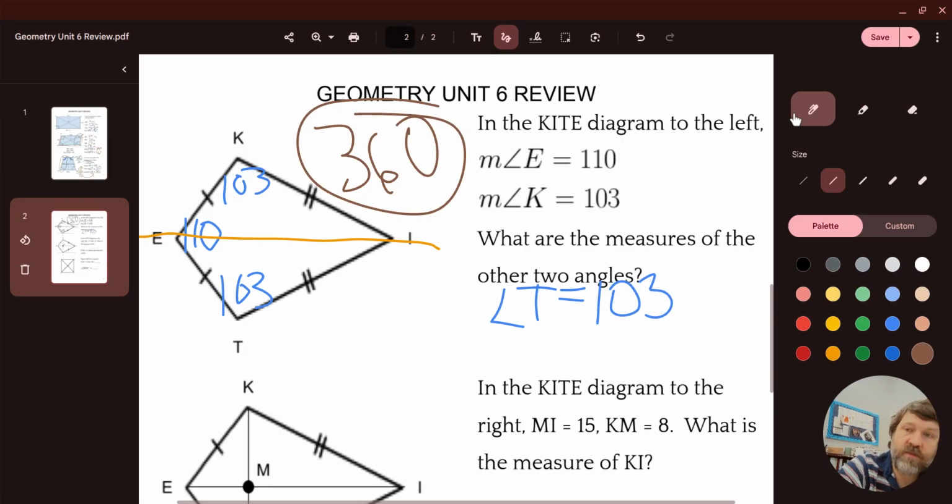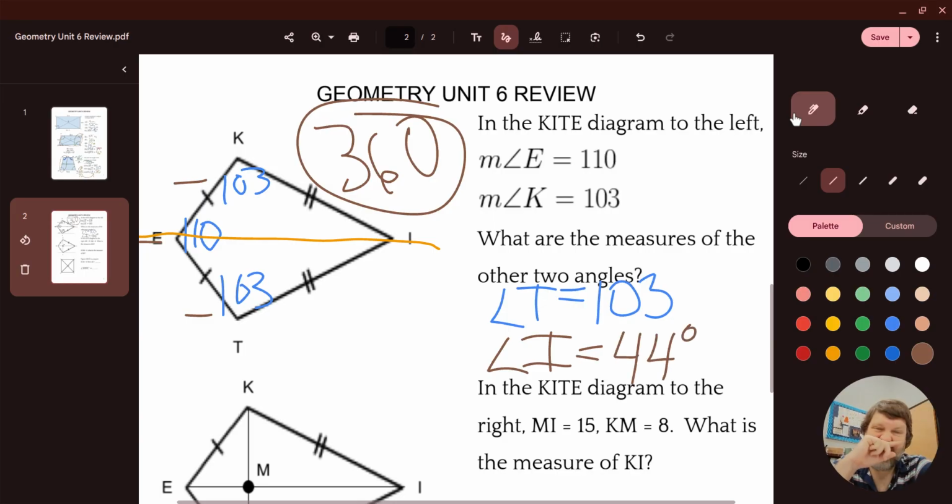And what you end up with, minus 103 two times, because you're going to subtract all three of these angles. You're going to subtract all of these. And when you're done, you're going to get the fact that angle I is equal to 44 degrees. And those are your two answers there. And it's going to be exactly like that on the test.